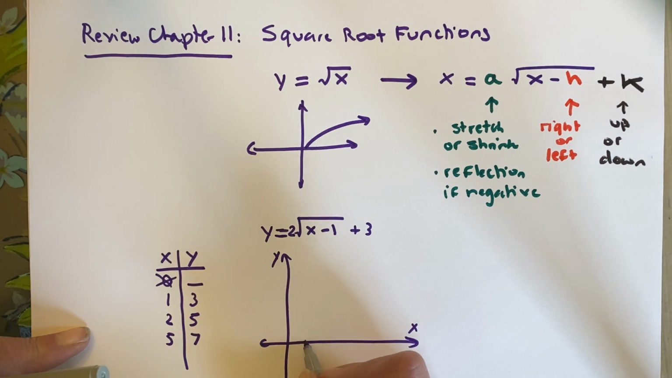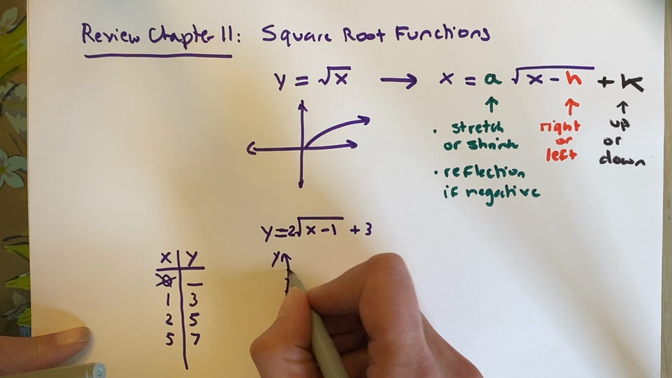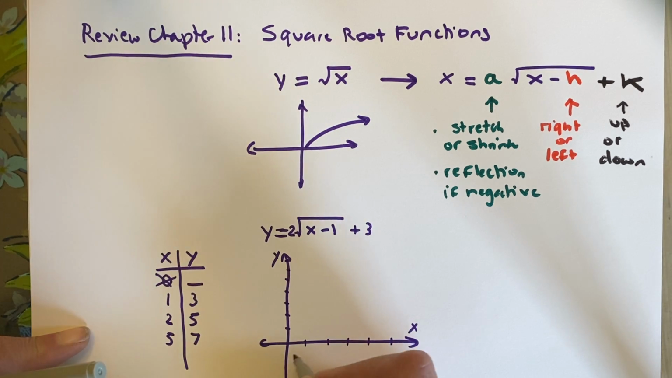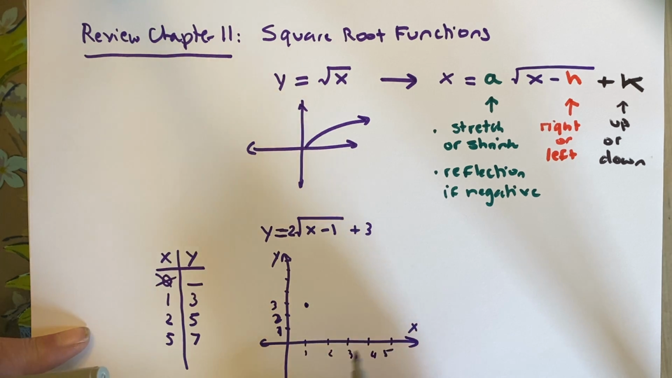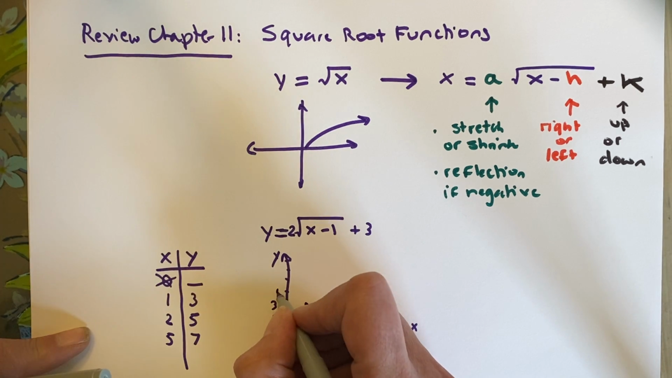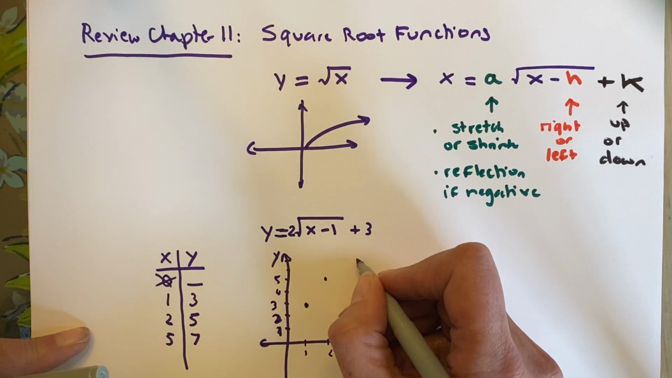So my first point is, let's see, 2, 3, 4, 5, 6, 7. I always come short, don't I? Okay, my first point is 1, 3. Then 2, 5, and then 5, 7.